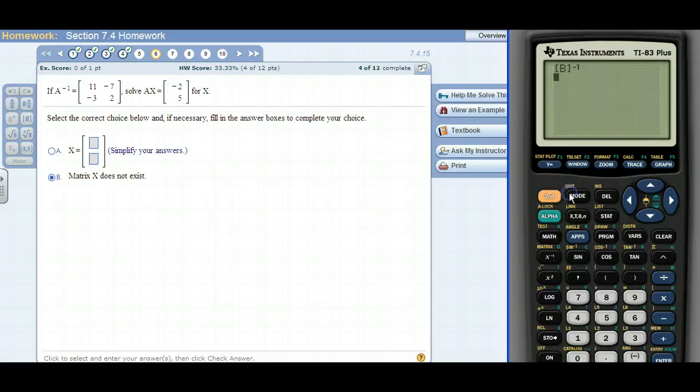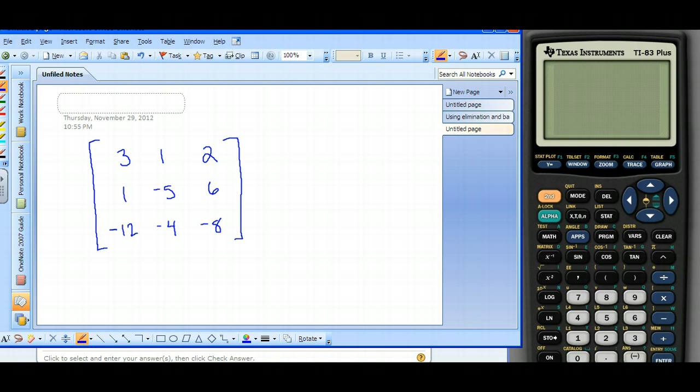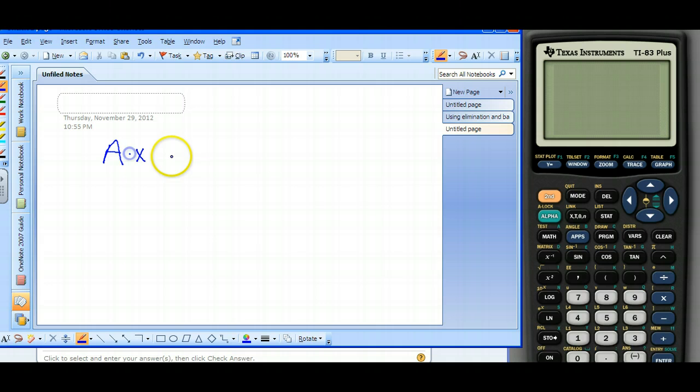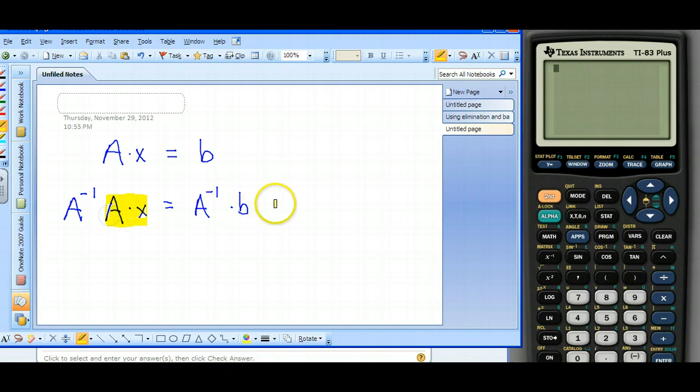Alright, another type of problem. They're giving you the inverse, and they want you to solve AX equals this for X. Now, the theory behind this is: if I multiply a matrix A times a variable matrix X and I get B, the way this works is I multiply on both sides of this matrix equation, on the left, by the inverse of A. What I want you to see here is that AX equals B was there before. We just multiplied both sides of something that was equal by the same matrix.